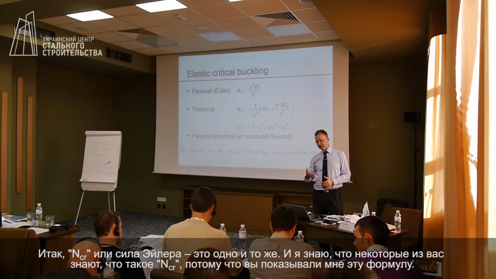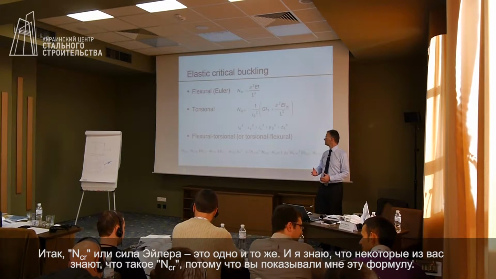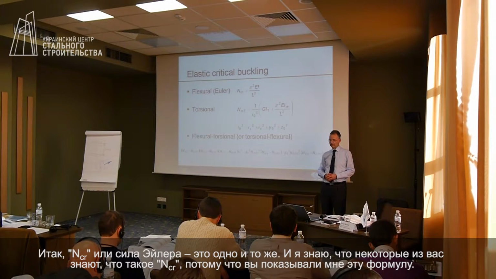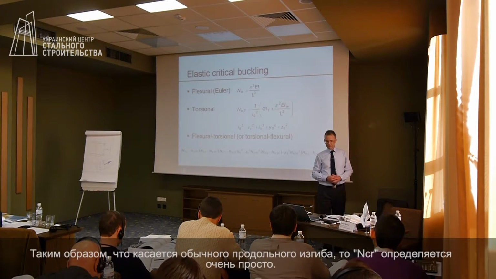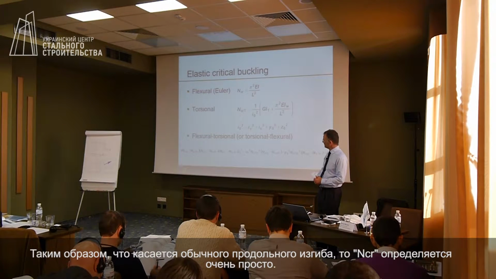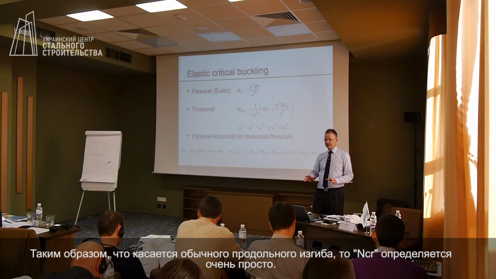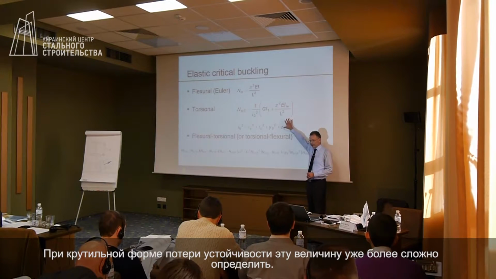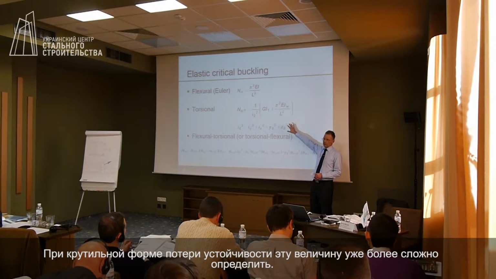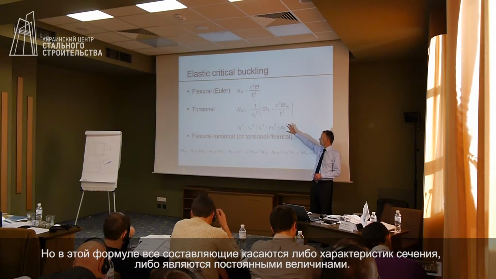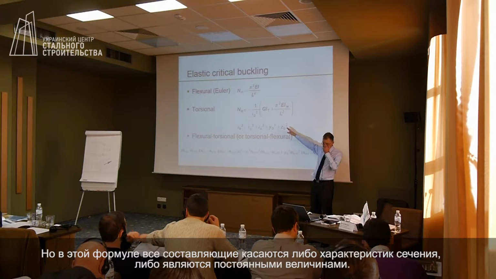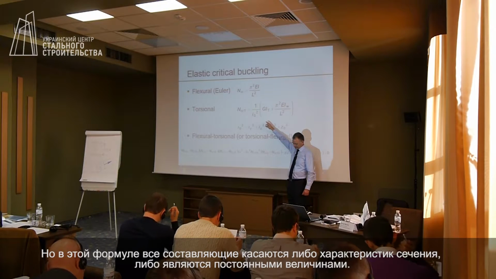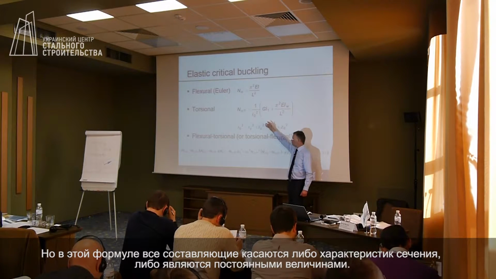And I know some people in the audience know about N crit because you were pointing out pi squared EI over L squared. So for ordinary flexural buckling, N crit is very easy, very straightforward. For torsional buckling, it starts to get a little bit more complicated. But within this formula, these are all either section properties or they are constants.